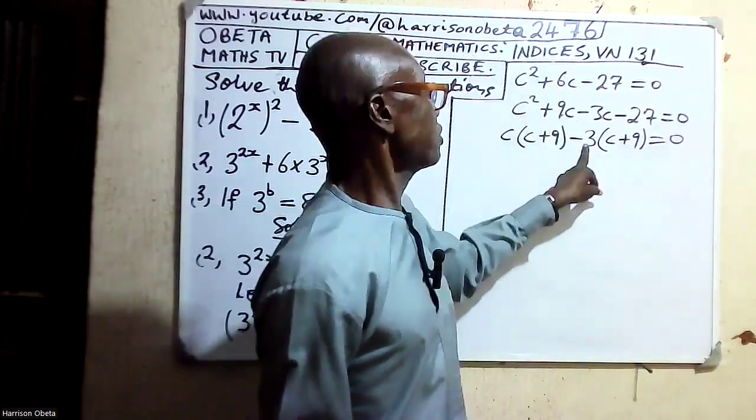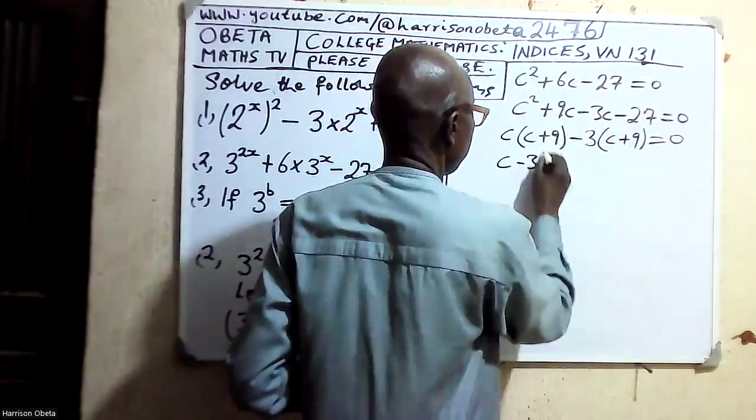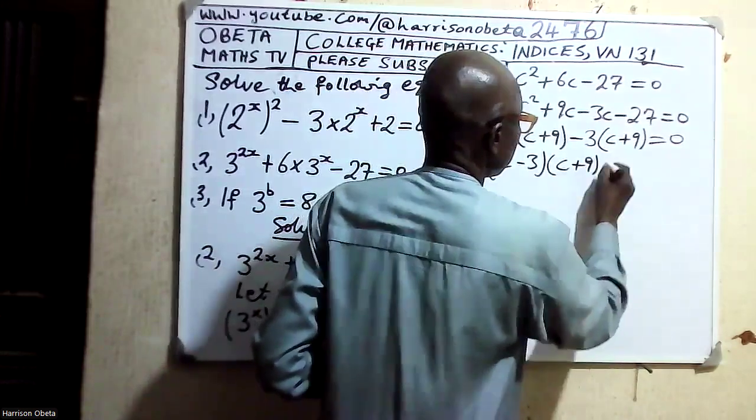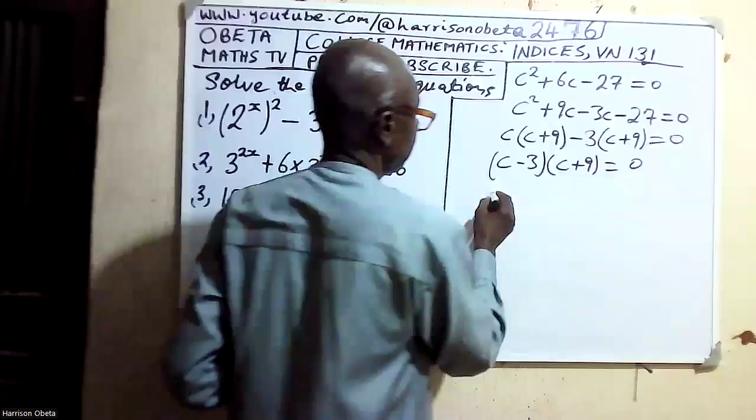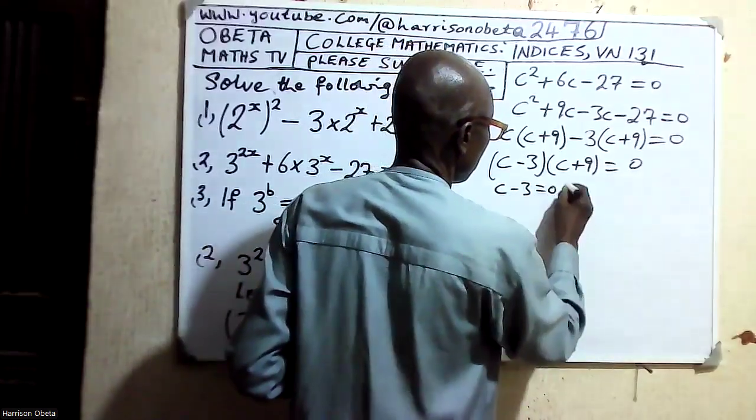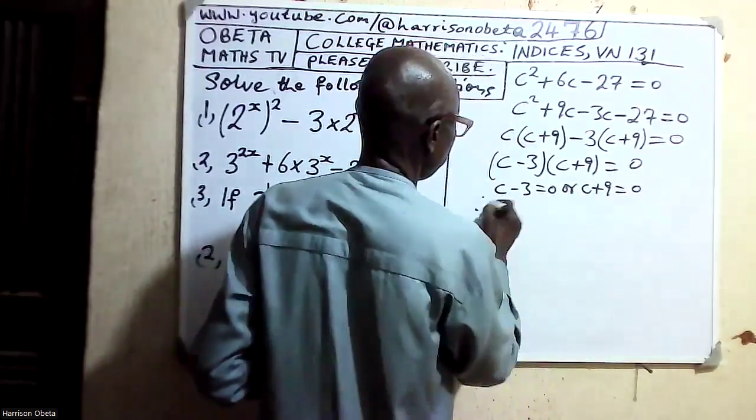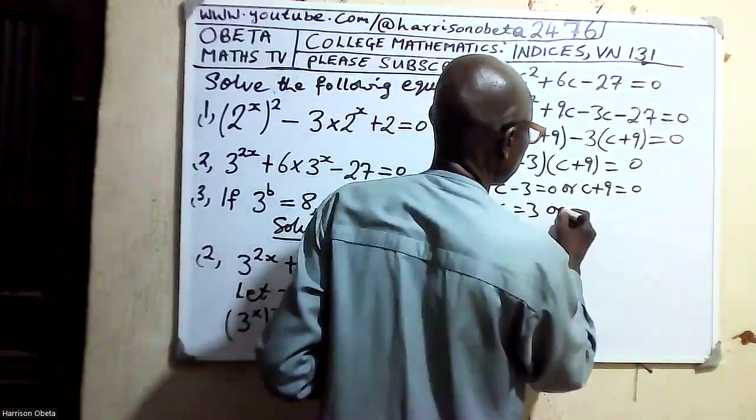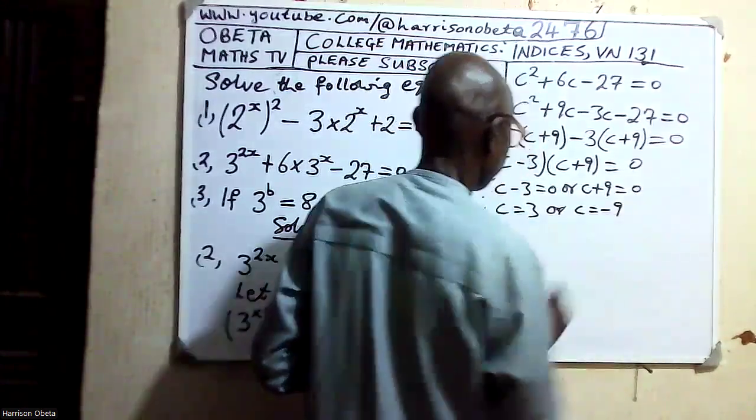Because we know that if you open the bracket here, you are coming back. So that would be c minus 3 into c plus 9 equal to 0. And from there, we have c minus 3 is either 0 or c plus 9 equal to 0. So that means that c is either 3 or c equal to minus 9.